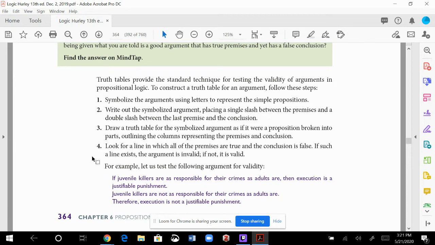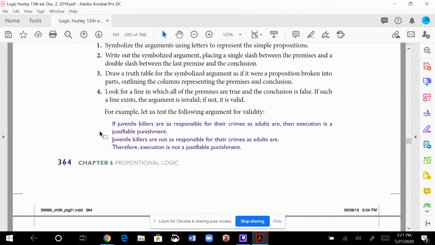So we're testing the validity of arguments now in this section. For example, let us test the following argument for validity. So we have our English, right? We've got to break it down and symbolize, which means we translate the English into symbolic logic. So let's look for trigger words. If juvenile killers are as responsible for their crimes as adults are, then execution is justifiable punishment. So we know we have an if, then. When we have an if, then, what symbol do we use? A horseshoe, right? It's conditional.